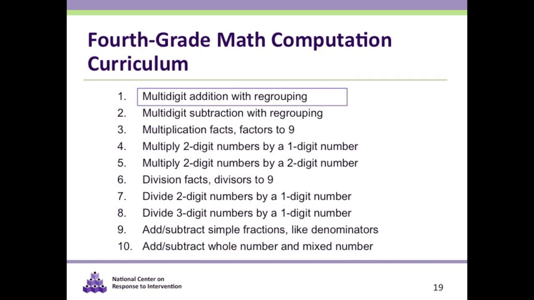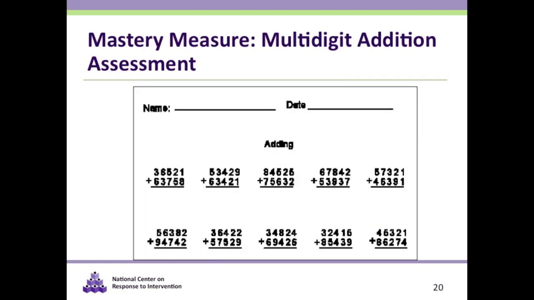The first objective is multidigit addition with regrouping. While teaching multi-digit addition with regrouping, the teacher may give assessments that look something like this. There are 10 problems all dealing with multi-digit addition with regrouping. As the teacher gives this assessment, he or she could graph the student's results.